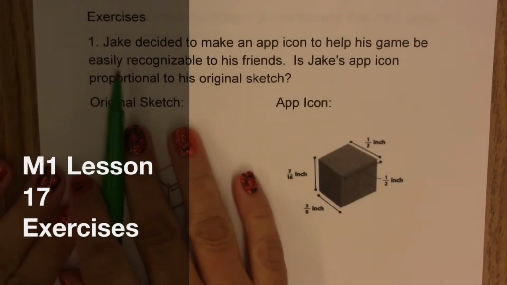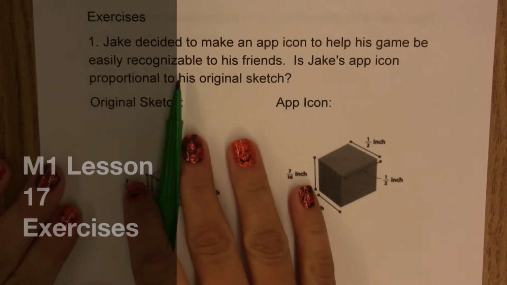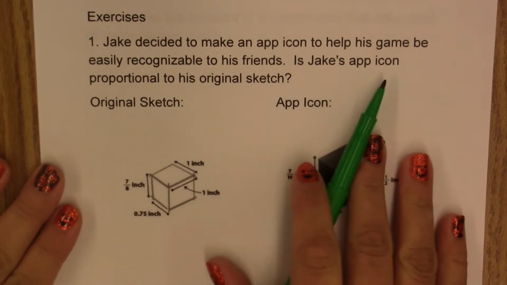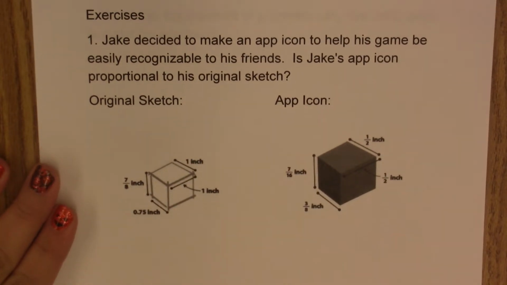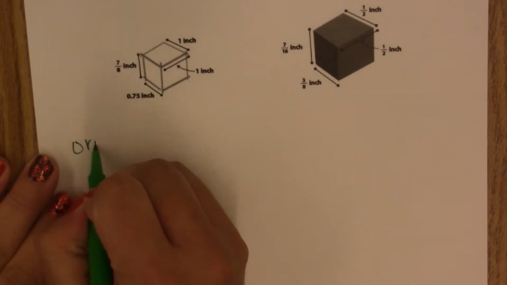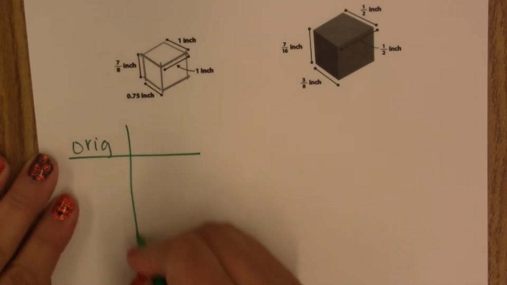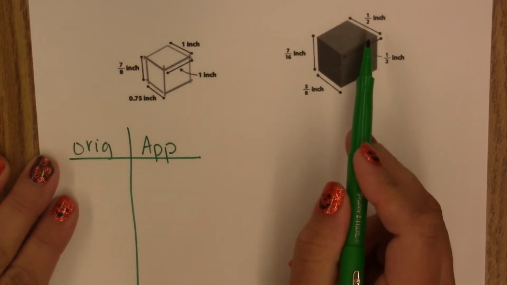Exercises. Number 1, Jake decided to make an app icon to help his game be easily recognizable to his friends. Is Jake's app icon proportional to his original sketch? So we're going to do similar to what we did in example 1. We're going to start with a table. So I'm going to compare my original sketch to the app icon, and I'm going to pair my corresponding sides.